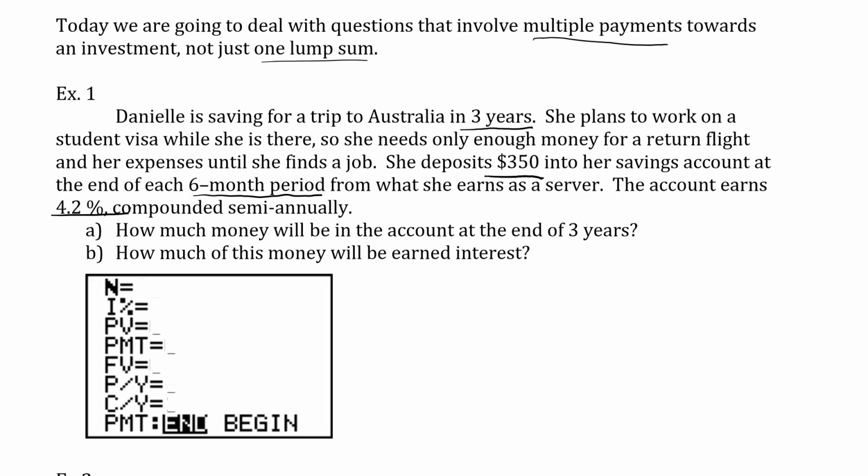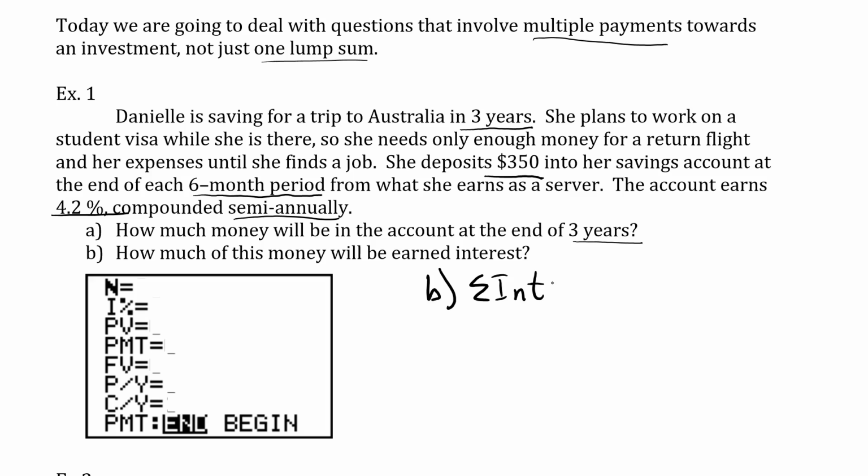Whoa, I want to know that savings account. And is compounded semi-annually. How much money will there be in the account after the end of 3 years? And how much of this money earned will be interest? So with this one right here, we're going to use our TVM solver for the A part, and then for B, we're going to use the values that are in our TVM solver to use the SUMINT formula.